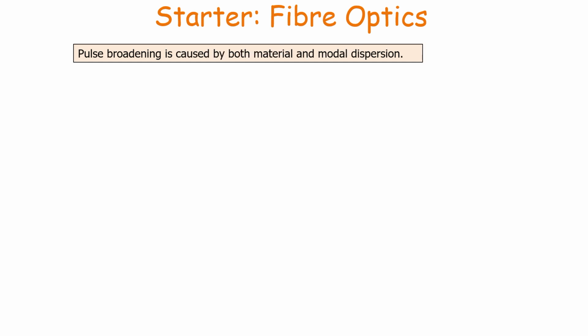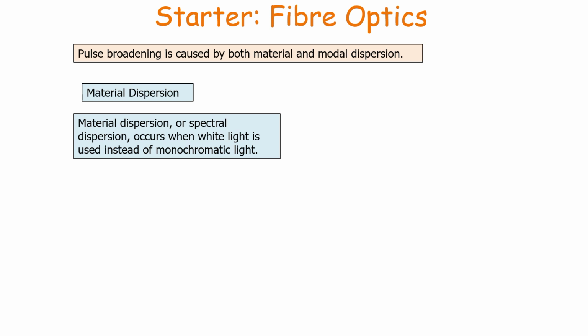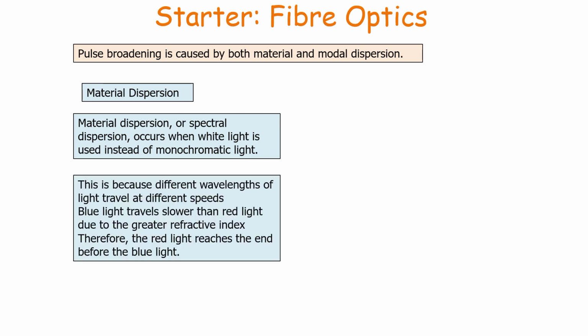Now pulse broadening can be caused by both material and modal dispersion. Material dispersion, or spectral dispersion, occurs when white light is used in your fibre optic instead of monochromatic light. This is because different wavelengths of light travel at different speeds. Blue light travels at a slower speed than red light due to having a greater refractive index, so red light would reach the end of the fibre optic core before the blue light.